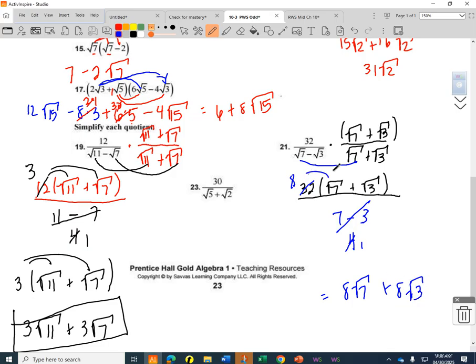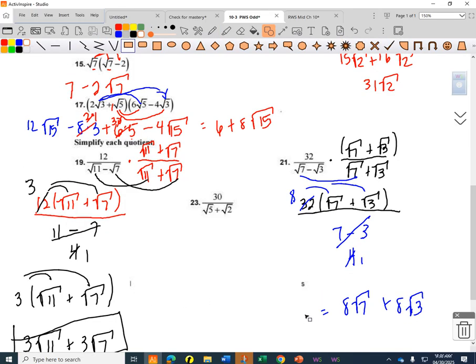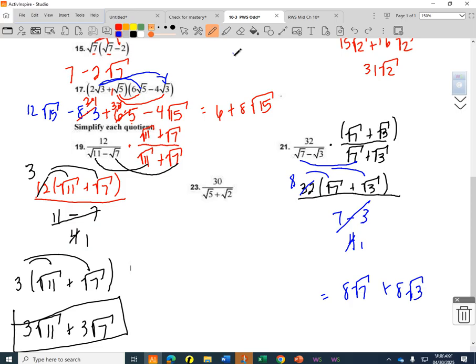Right? That was just the distributive property. Any questions? Last one. As long as you've written everything down that I've written down, then you can turn this in for full credit for an assignment grade today.